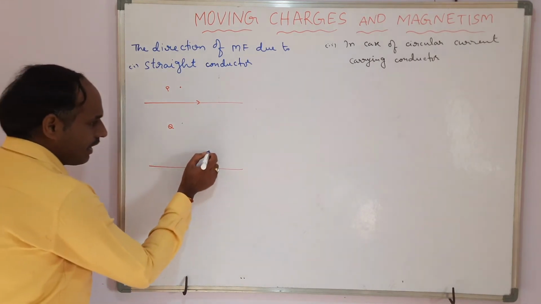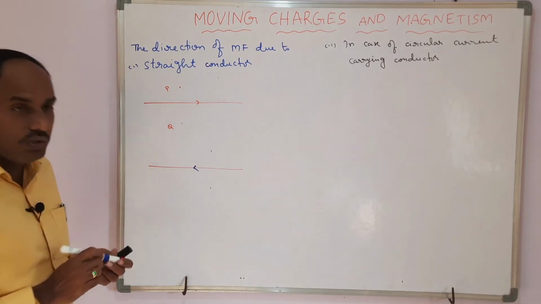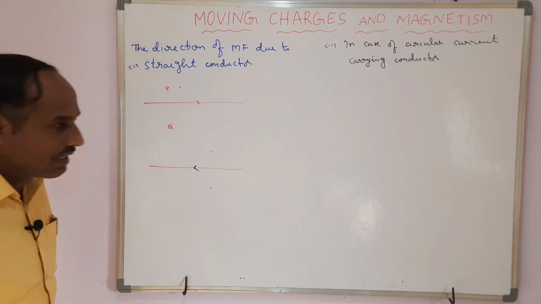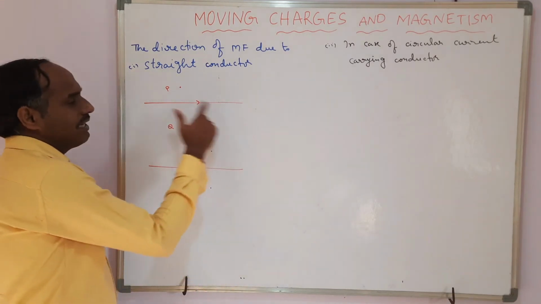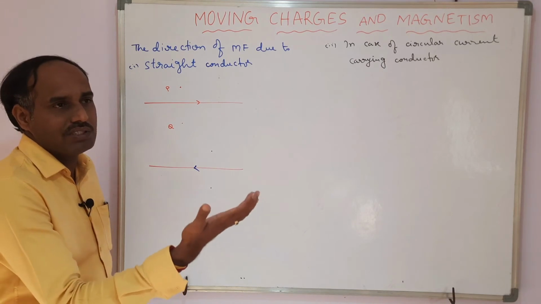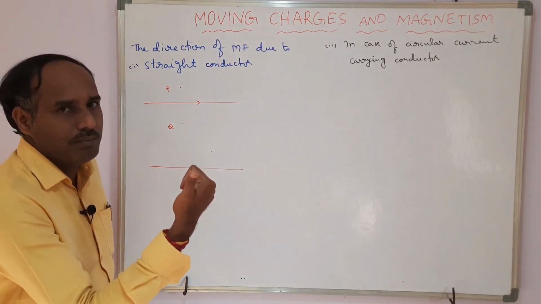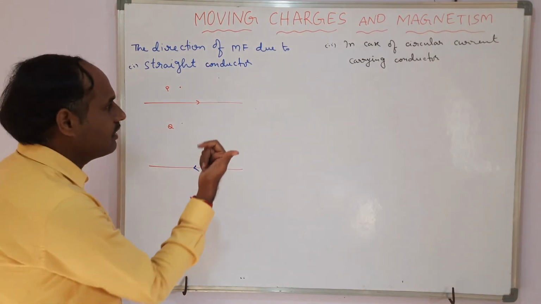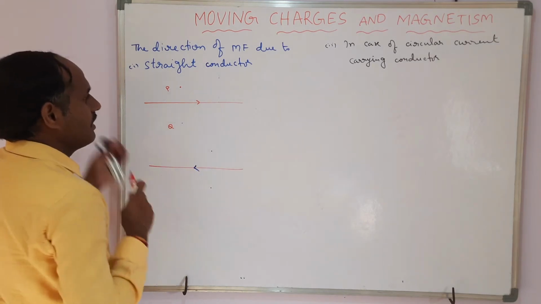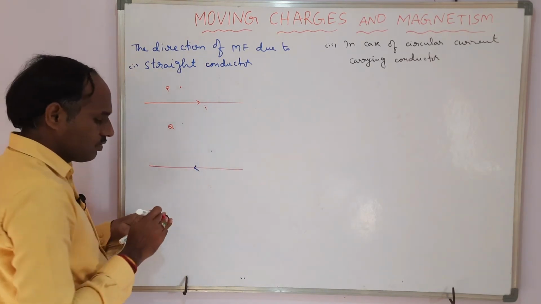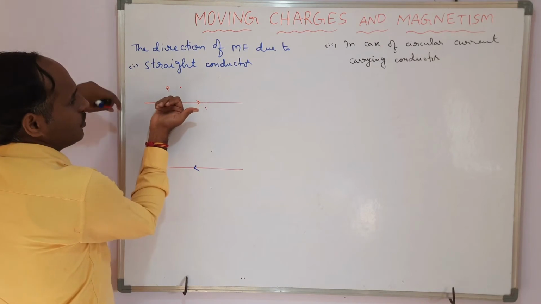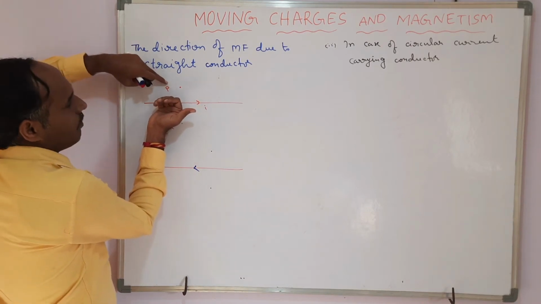So here again, above the conductor and below the conductor, we are going to find the direction of magnetic fields. When the conductor is given, at first you should stretch your thumb finger in the direction of current, so that you get the magnetic field at a point P.